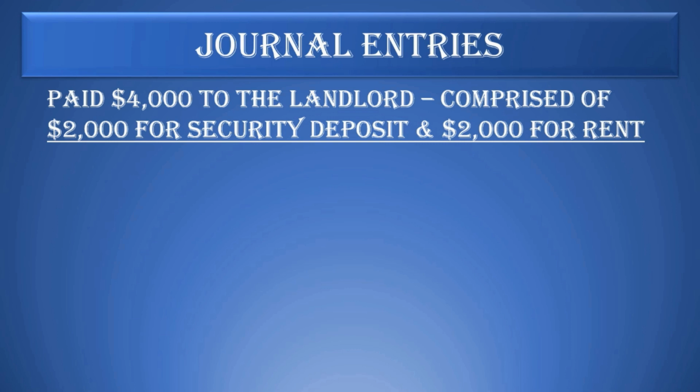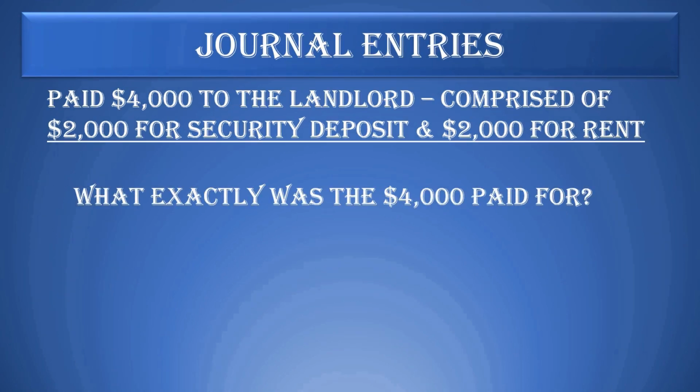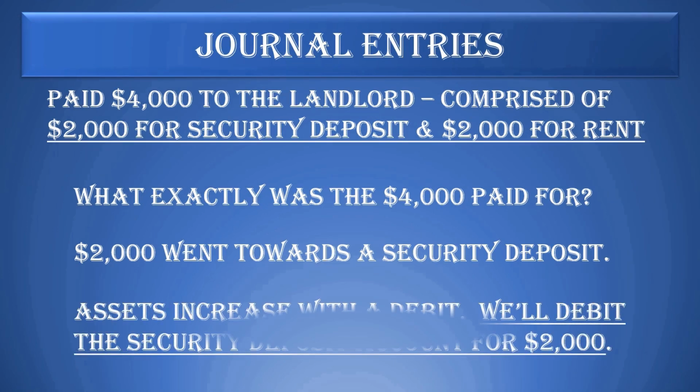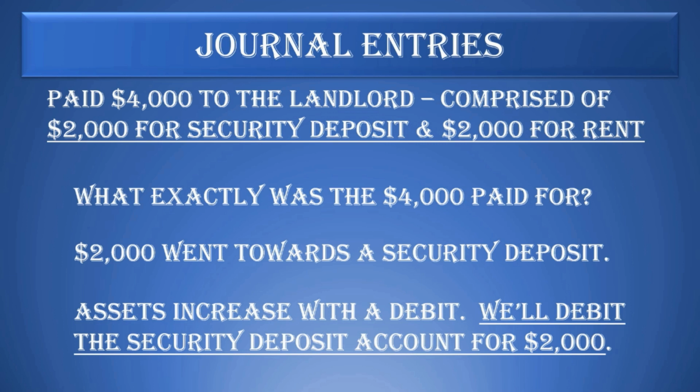This $4,000 that was paid by the business, what exactly was this for? Well, it was for two things. Of the total payment, $2,000 went towards a security deposit. A security deposit is an asset. Assuming the office is in good condition, it's expected to be repaid back to the tenant at the end of the lease term. Assets increase with a debit. So we'll debit a security deposit account for $2,000.